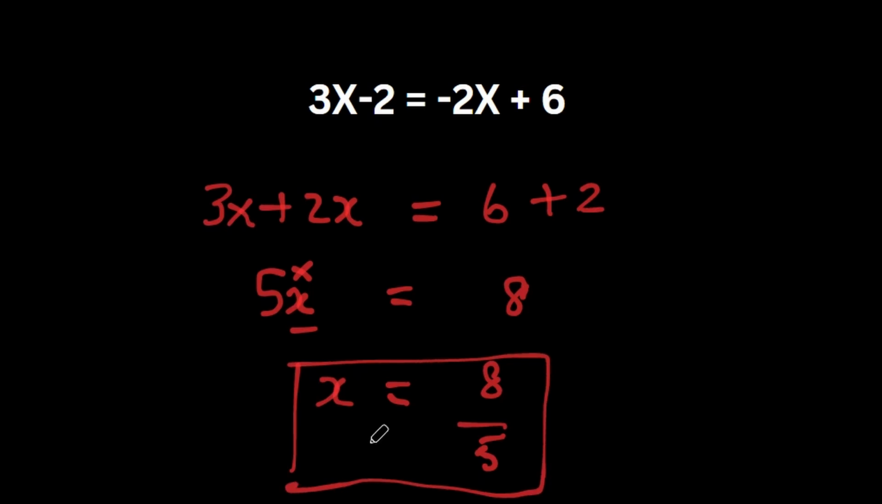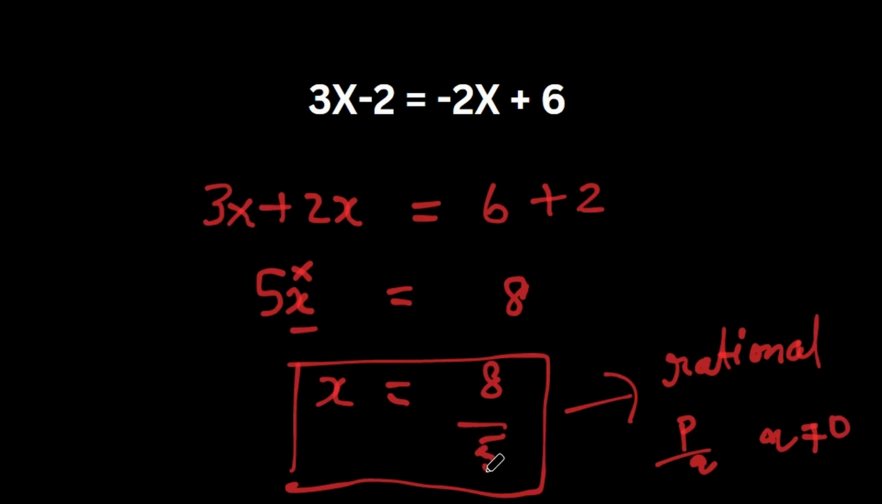Here 8 by 5 is a rational number because it is in fractional form, that is p by q form, where q is not equal to 0. Here q is equal to 5.